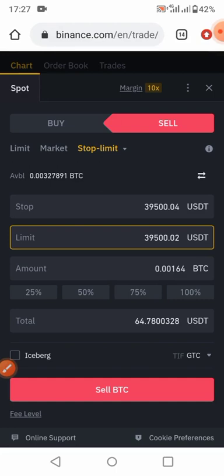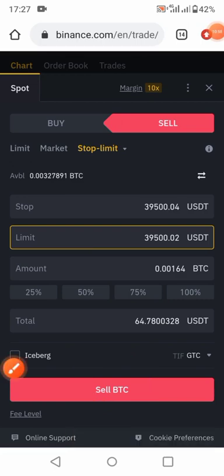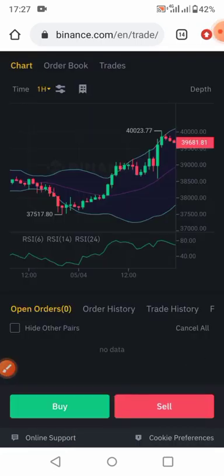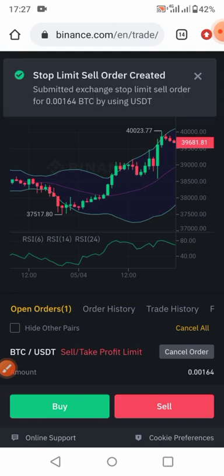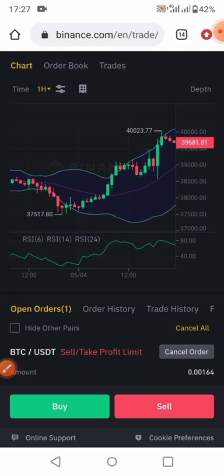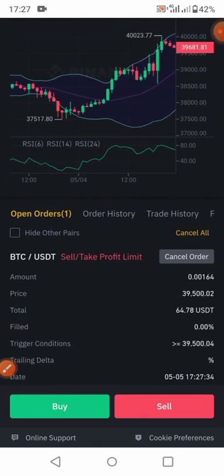Then we move on and then click on sell. We click on sell BTC. Okay, so we sell. So it is creating our order. All right, it says stop limit sell order created. All right, so you see it at the top. Now our order has been created, so it is here now.